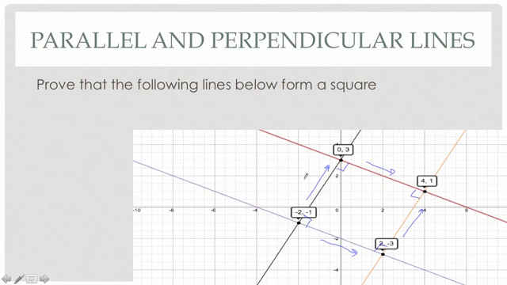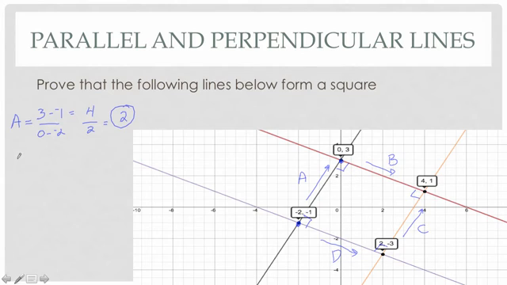Okay, so let's call this line A, this line B, line C, and line D. We're going to find the slope of each of them. So for A, I'm using these 2 points right here. I'm going from -2, -1 to 0, 3. So let's find the slope there. I'm going to do 3 minus -1. It's going to give me 4. And then 0 minus -2 is going to give me 2. So it looks like the slope right there is 2.